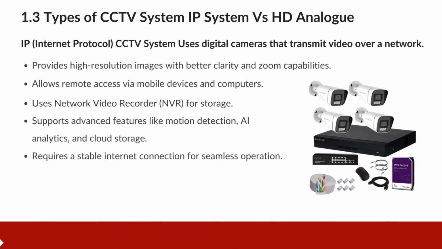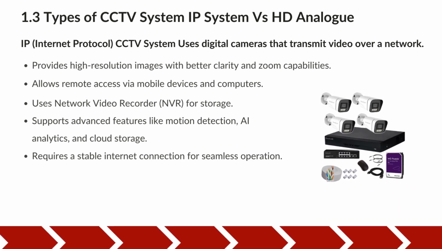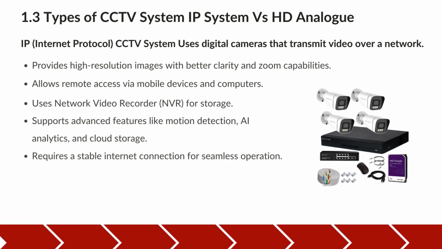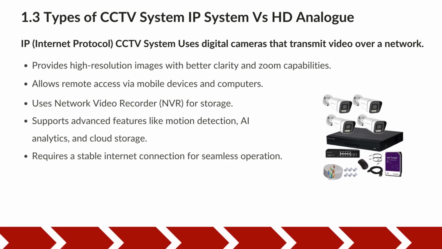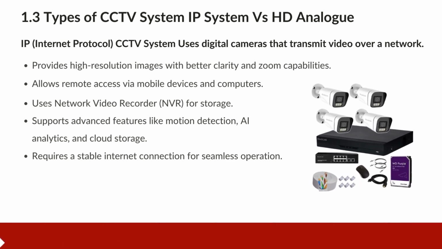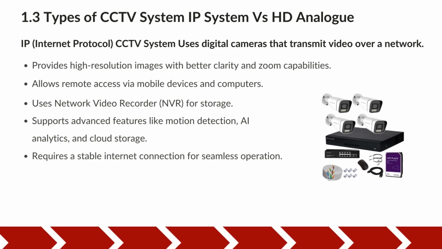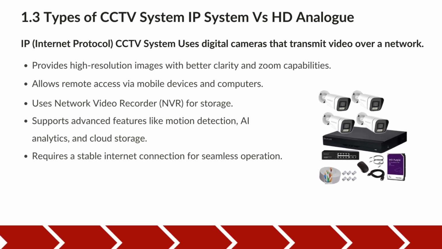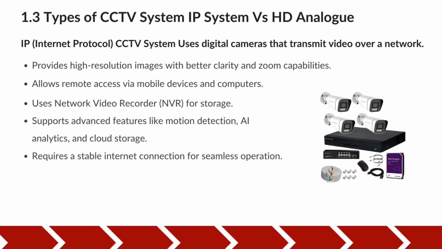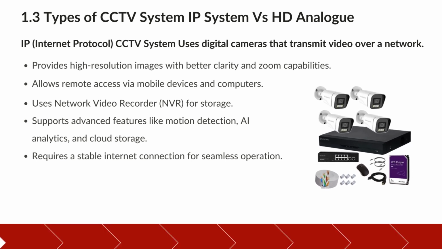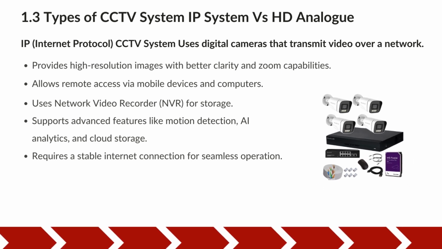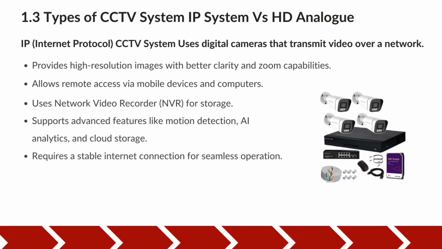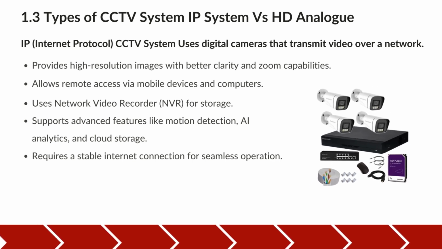It also supports advanced features like motion detection, AI, cloud storage, AI analytics, intrusion detection, line crossing detection, people counting. It has a lot of smart functions because it's a network-based camera. It's not just a normal local camera you can find anywhere. Then it also requires a stable internet connection for seamless operation. That's if you want to watch it from the internet. For local view, you don't need any internet. If you want to stream over the internet, that's why you need good internet.